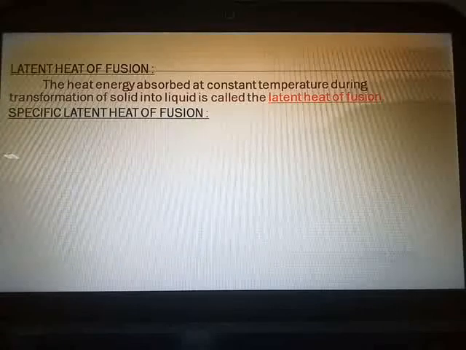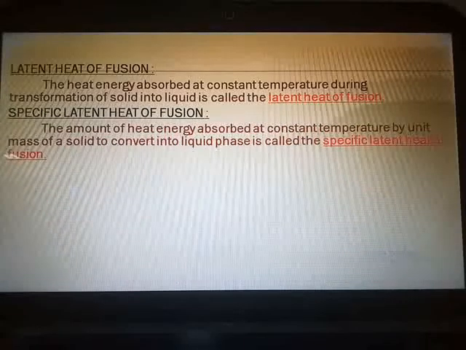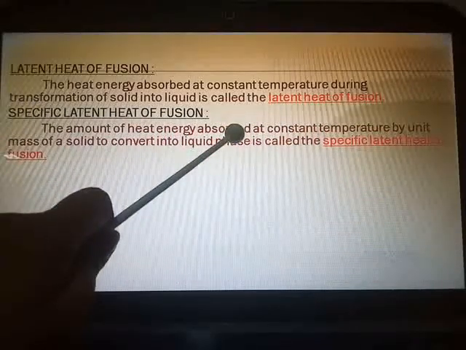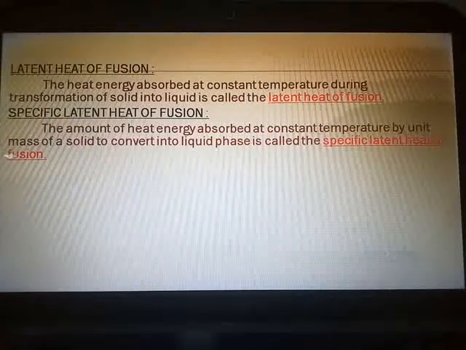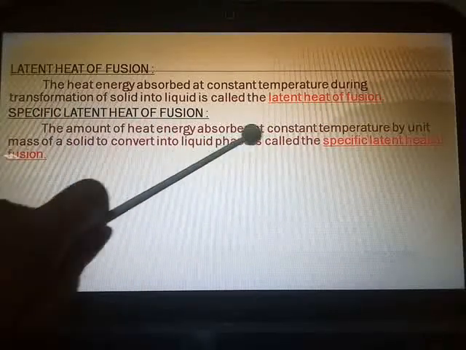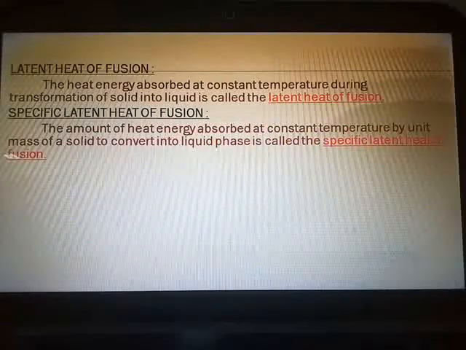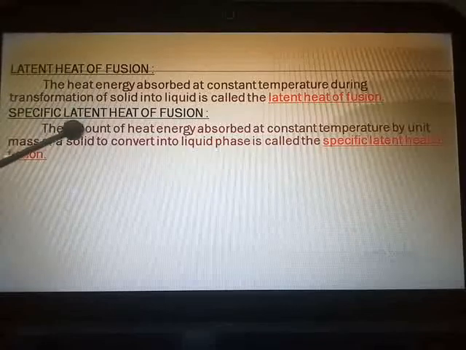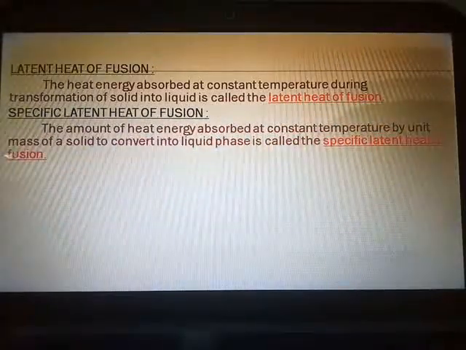Next is specific latent heat of fusion. The amount of heat energy absorbed at a constant temperature by unit mass of a solid to convert into the liquid phase is called the specific latent heat of fusion. Your entire definition is same, only here you have to mention unit mass of a solid.